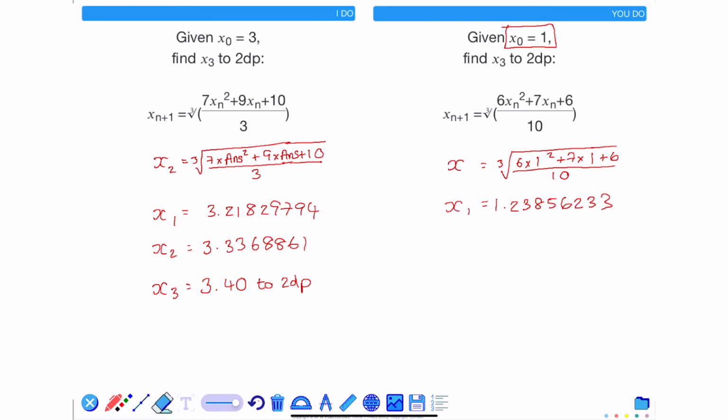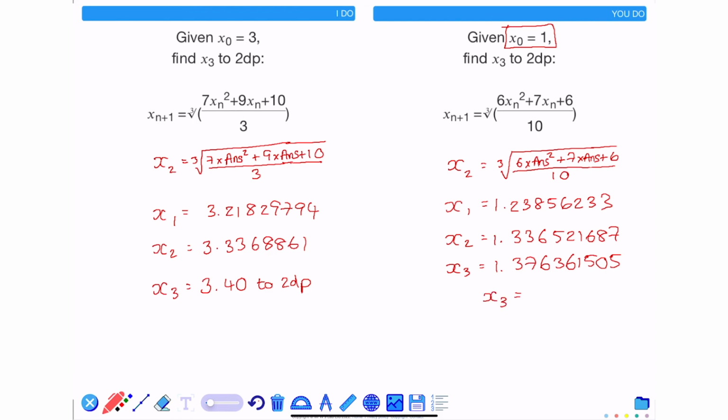To find x2, simply replace where x0 was with ANS. Typing it in, clicking equals will give me x2 as being 1.336521687. And clicking equals again will make the calculator substitute in x2 to find x3, which is 1.376361505. And rounding to 2 decimal places gives me x3 as being 1.38 to 2 decimal places.